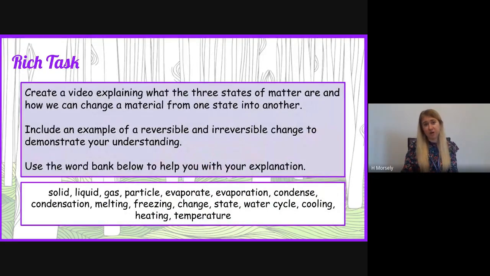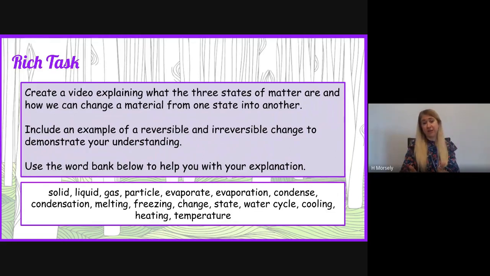So your task then, what I'd like you to do at home is create a video explaining what the 3 states of matter are and how we can change a material from one state into another. So I'd like you to include an example of a reversible and irreversible change to demonstrate your understanding. So you can do this at home as an experiment. You can, with an adult's guidance, film yourself frying an egg to show that it's gone from being a liquid to a solid. So use the word bank below to help you with your explanation, but have a go at thinking of some real life examples of reversible and irreversible changes.